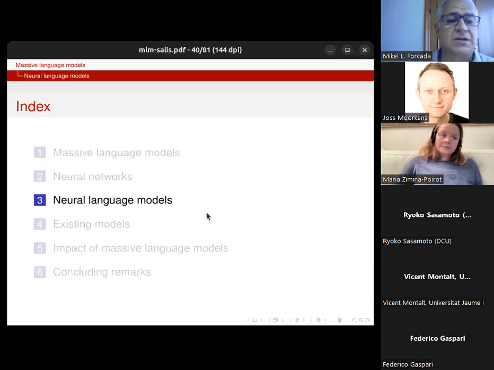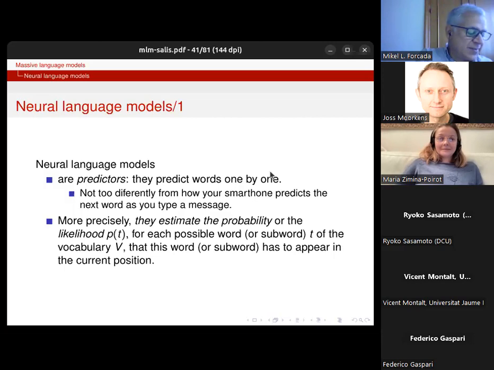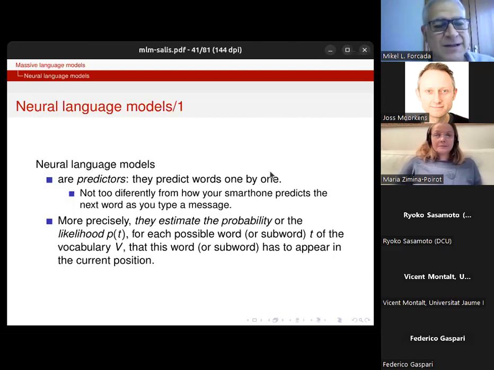So neural language models, or the massive or large language models, are predictors. Of course, they predict words one by one. This is not too different from the way your smartphone predicts the next word as you type a message. You usually get three options and you pick one, and very often it's the one you want.